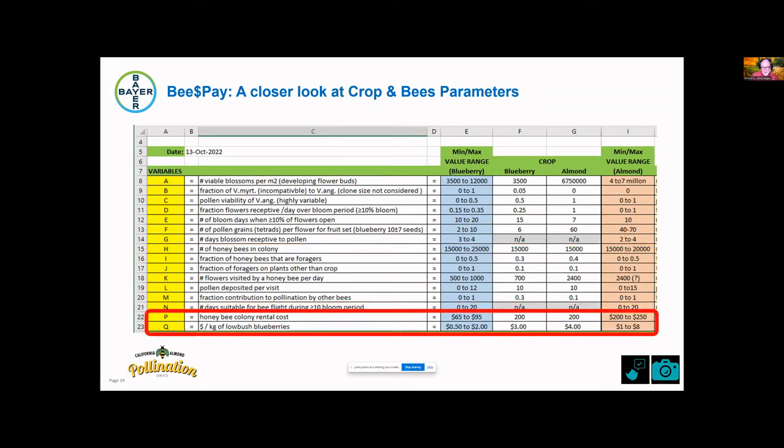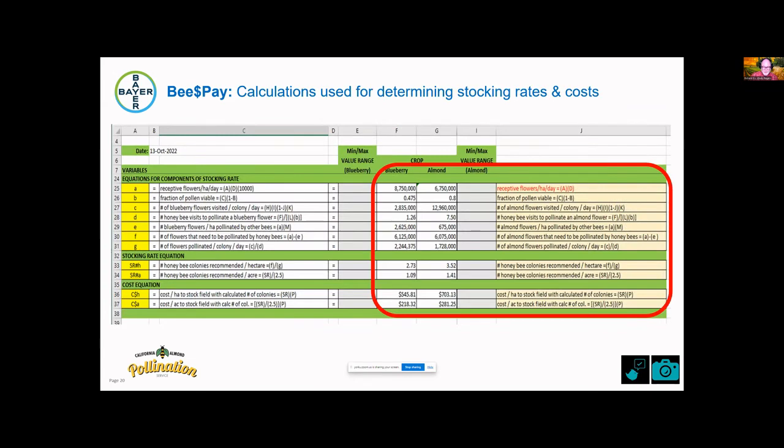The last two variables, P and Q, are related to the cost of renting individual colonies and the value of the crop on a per kilogram basis. This red box outlines the new section added for almond sub-equations. The primary modification was to change the units in the first equation from meter square to hectare. So far, all the other sub-equations seem to work as is, but more rigorous validation is needed.